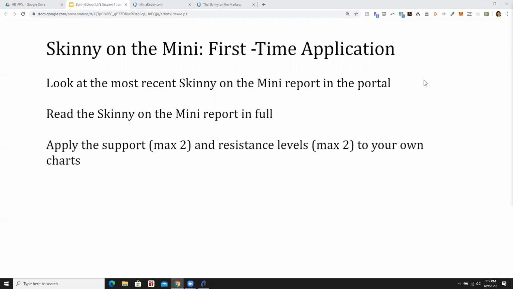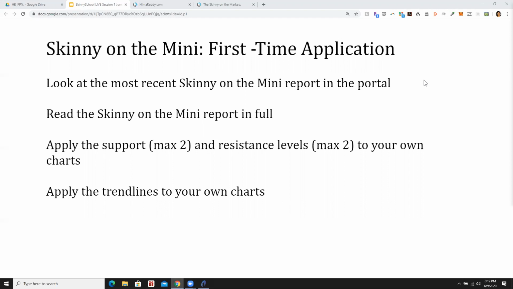Then I want you to do what we just did, applying support and resistance. If it's your first-time application and you're really new to the skinny or the futures markets, just take 2 supports, the ones closest to the current price, and 2 resistance, again, the ones closest to the current price, and add them to your charts.